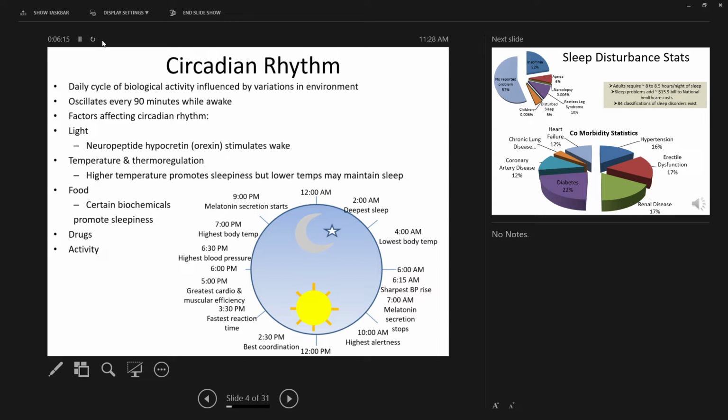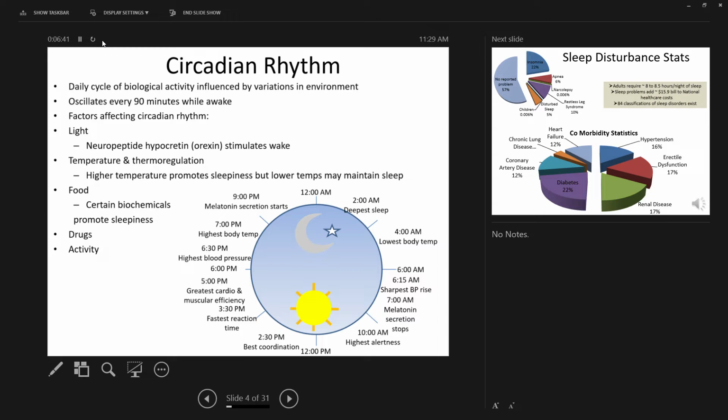Certain foods will contain biochemicals that promote sleepiness and vice versa. Drugs the same way. There are drugs that someone could be taking that promote sleepiness or promote awakeness. And activity. Exercise tends to create wakefulness, but exercise during the day tends to allow for healthier sleep throughout the night.